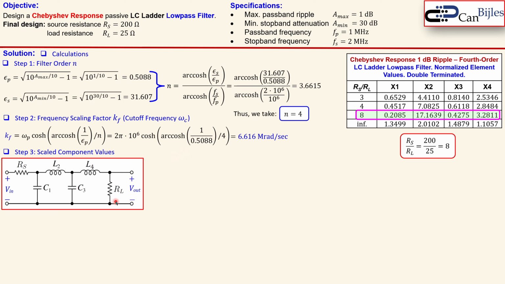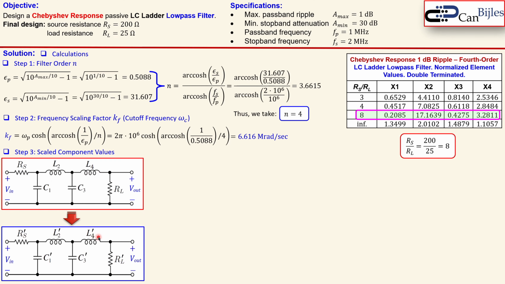In the normalized value, the RL will be 1 ohm and the RS will be, in this case, 8 ohms. So we have 8 over 1. That's actually showing, always normalize your load to 1 ohm and your source will then be related to that in the same fashion. So we go from here to here.